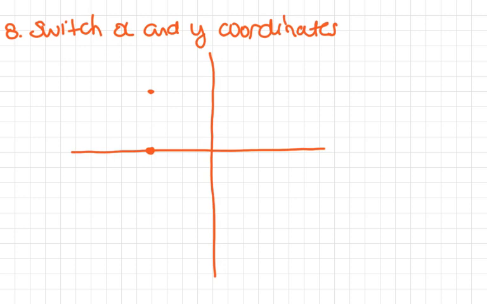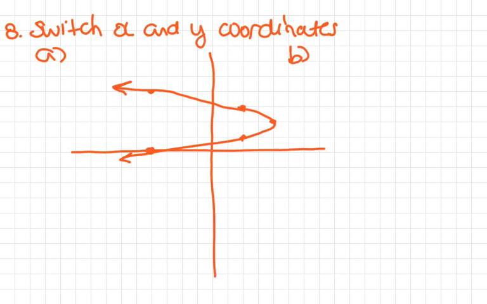I have 1, 2. So now I have 2, 1. I have 3, 2. So now I have 2, 3. And then I have 2, 4, so now I have 4, 2. And then I'll just connect these dots. And that's the inverse. Now, that was A.